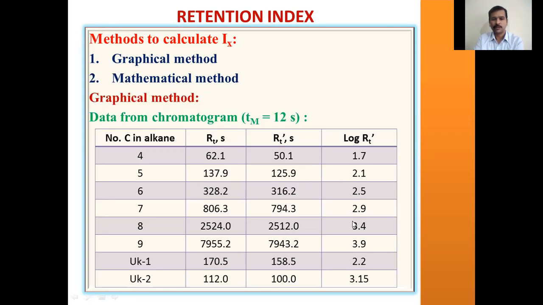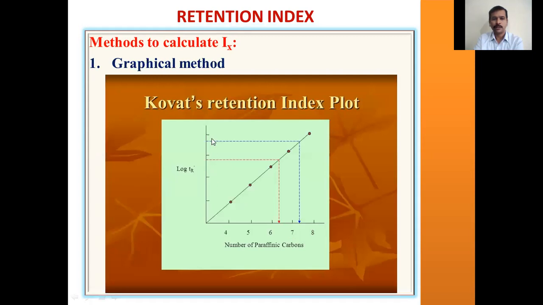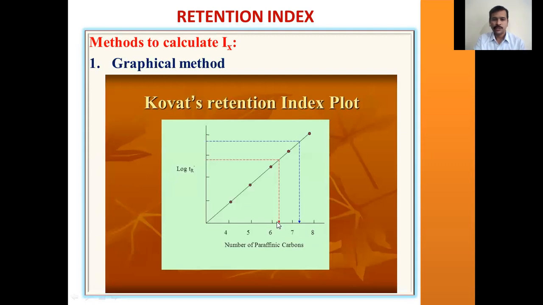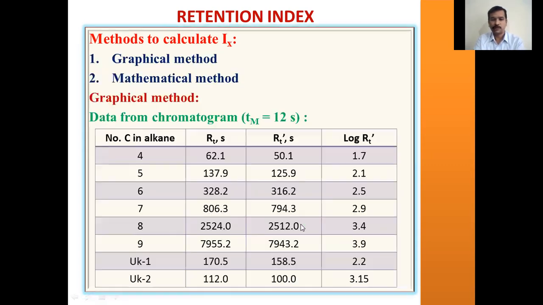And similarly for unknown 2, 3.15, you locate the point 3.15 here and go to the x-axis, find out the number of carbon atoms, multiply that by 100. So this into 100 or this into 100, you will get the retention index for unknown 1 and unknown 2 respectively. So this is how the graphical method can be followed to calculate Kovats retention index.